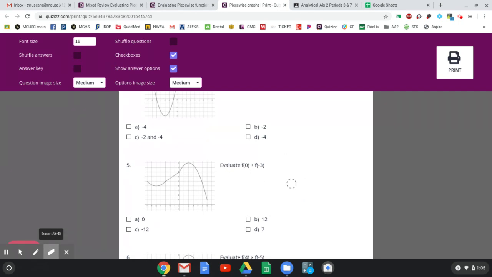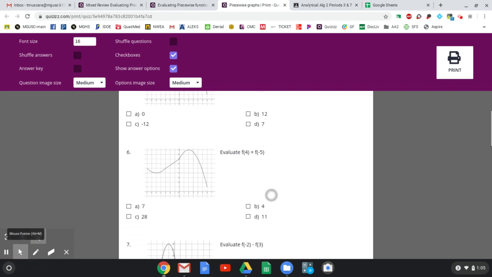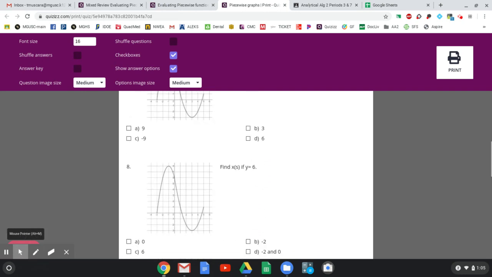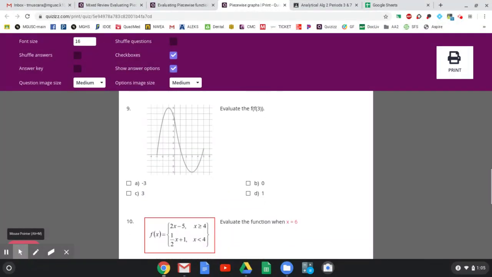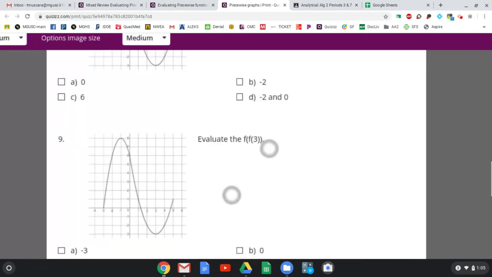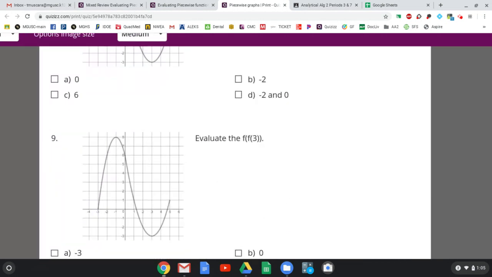Let me see if there's anything else. Multiplication, that's the same. This one's called a composition again. So basically you start from the inside and work your way out. So whatever f of 3 is, you get that number, and then that becomes your next function. So f of blah, blah, blah. Whatever that is will be your final answer.